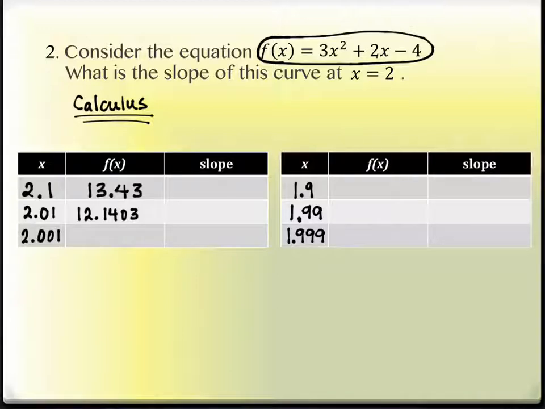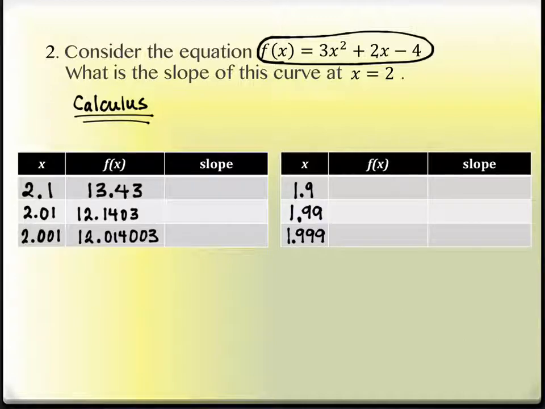That's fantastic. And then the next one, 2.001. What happens? 014, and then actually after that it goes 003. Yeah. So we're getting close to 12, right? I mean, it's getting really close to 12. And then, again, we're going to skip the slope column for now. We'll come back to that in a minute.